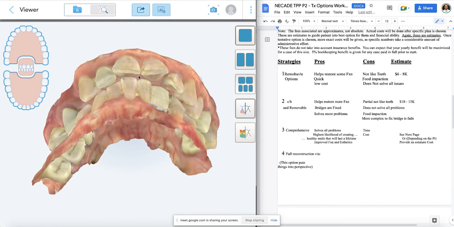Any other ideas on how we might be able to solve this? Did we talk about ortho already? Yes. Could this be done with Invisalign?